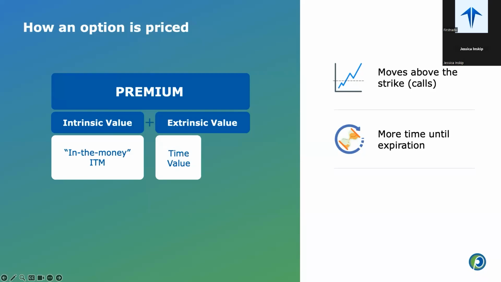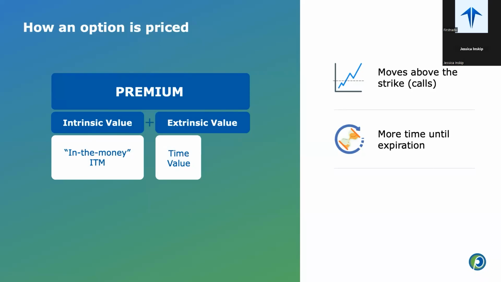Now, extrinsic value is made up of two primary components. One is time value. So remember, options have an expiration date. The more time you have until expiration, the more expensive the option's going to be. And that makes sense because it has more time to have executable value. An option that expires 1 week from now is going to be less valuable than an option that expires 1 month from now.